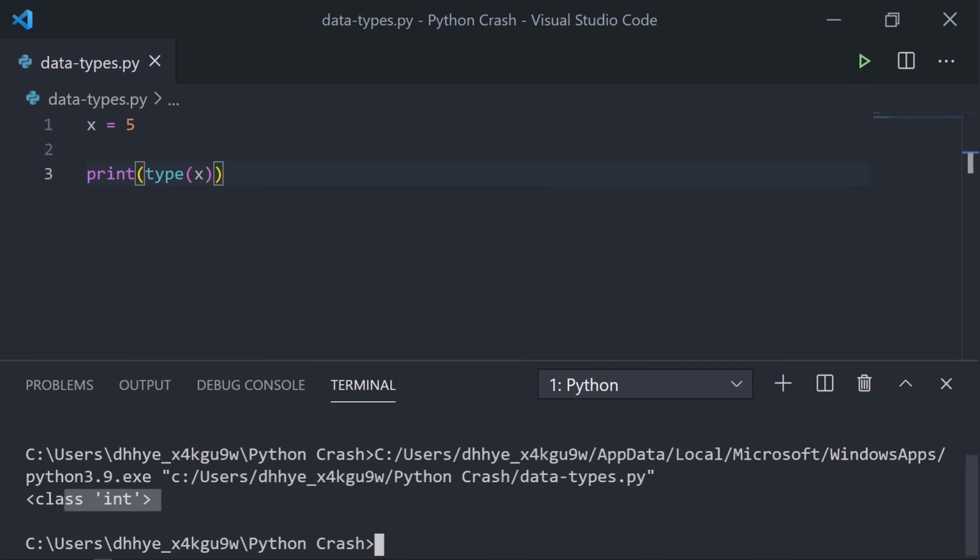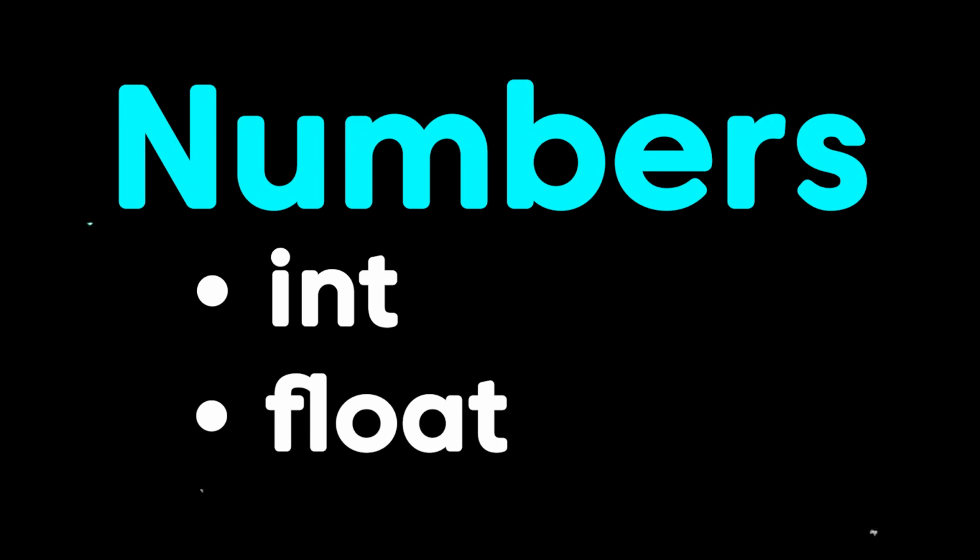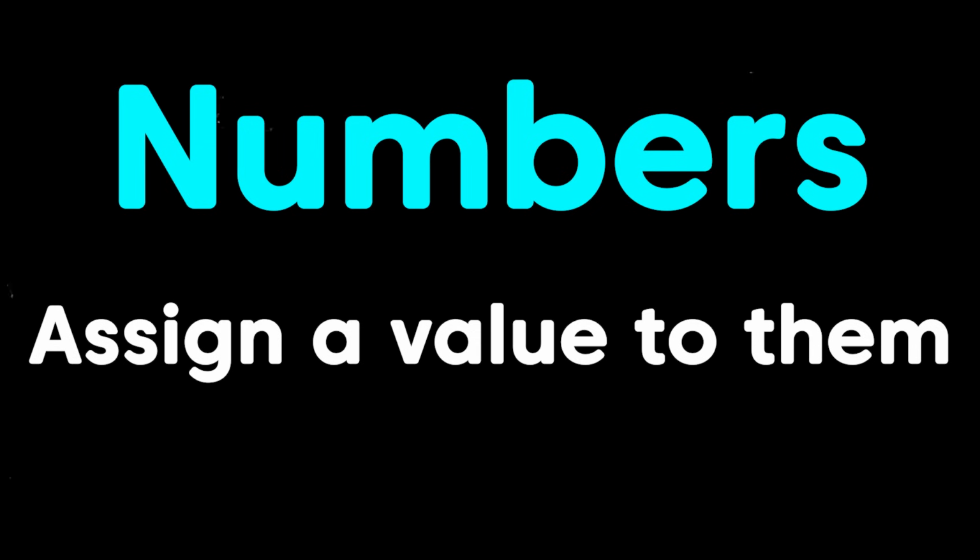As you can see, it tells us that x is an integer. Let's now have a look at numbers. There are two main numeric types in Python: int or integer and float. Variables of numeric types are created when you first assign a value to them.